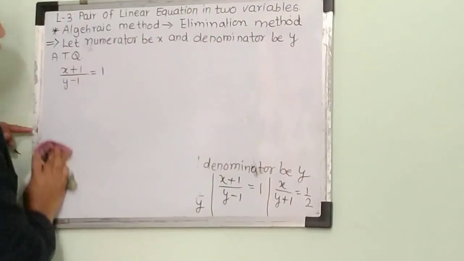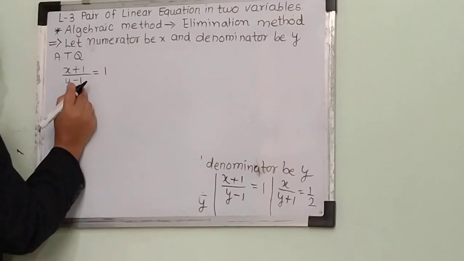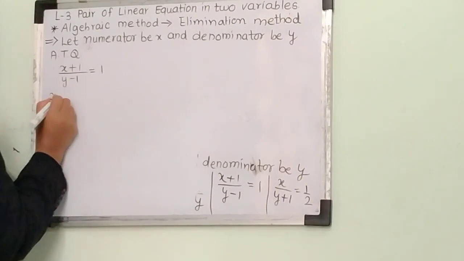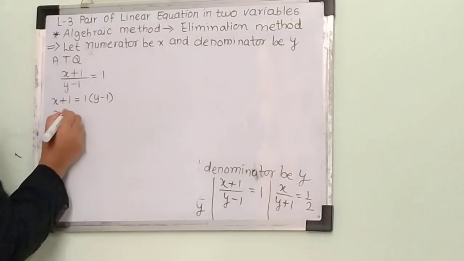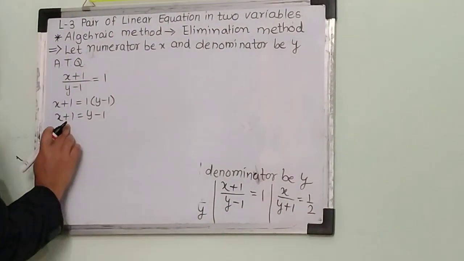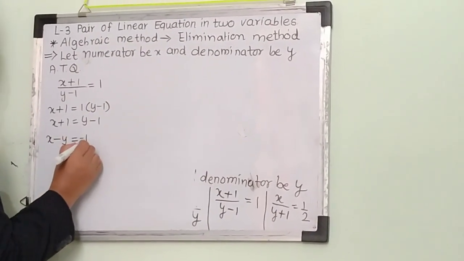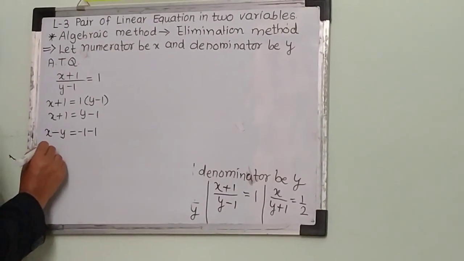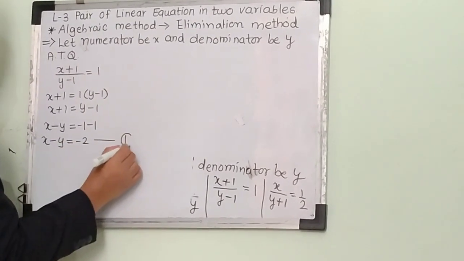So here y minus 1 is at the denominator, this side goes, it will be multiplied. So x plus 1 equals 1 into y minus 1. So x plus 1 equals y minus 1. Now y will come to this side: x minus y equals minus 1, and this 1 goes to this side, again it will be minus 1. So your equation becomes x minus y equals minus 2, and that is your equation number 1.